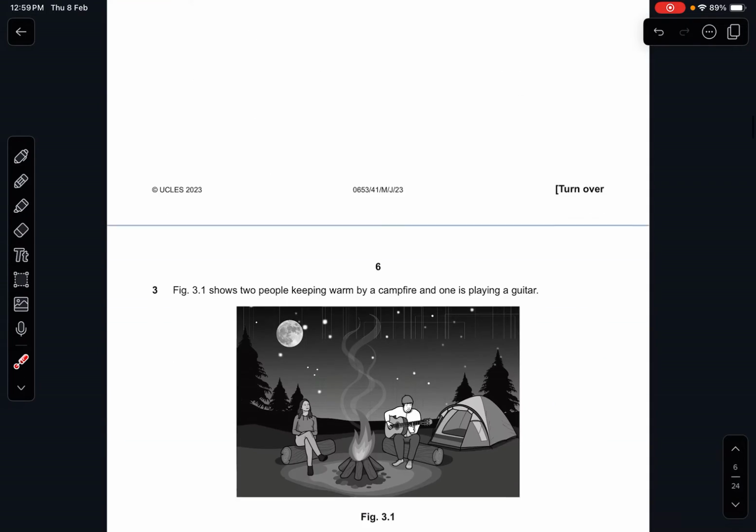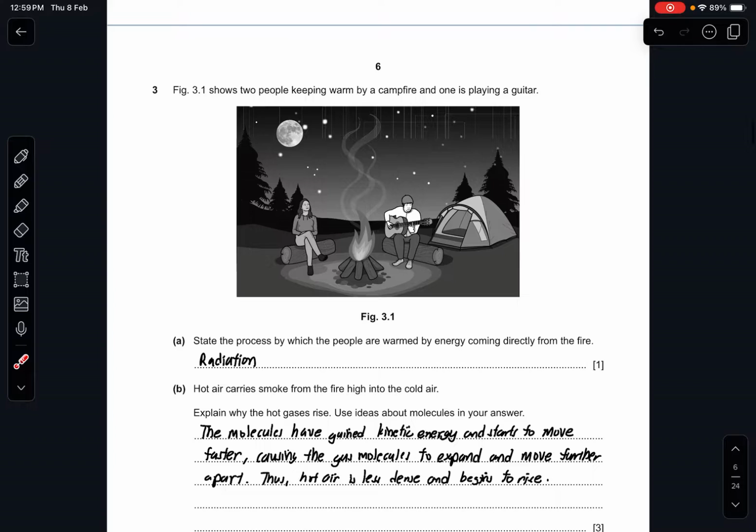Okay. Question 3. This is physics. So figure 3.1 shows two people keeping warm by a campfire and one is playing a guitar, linking with thermophysics and sound. A. State the process by which the people are warmed by energy coming directly from the fire. So they ask you by the process, which is actually the radiation.